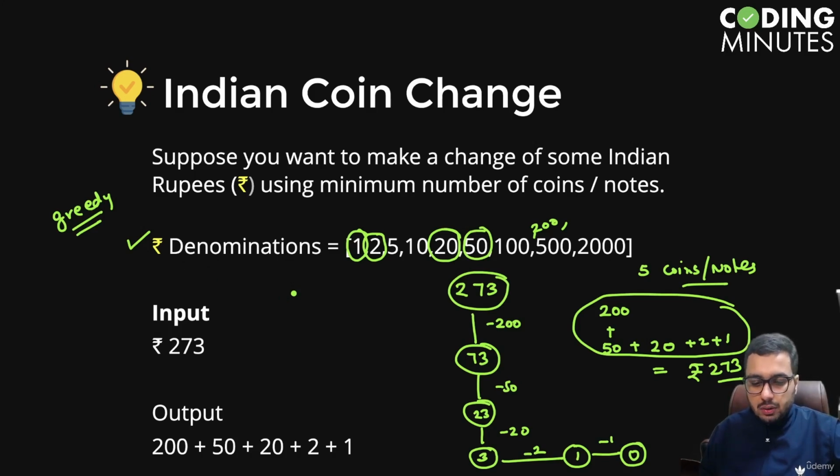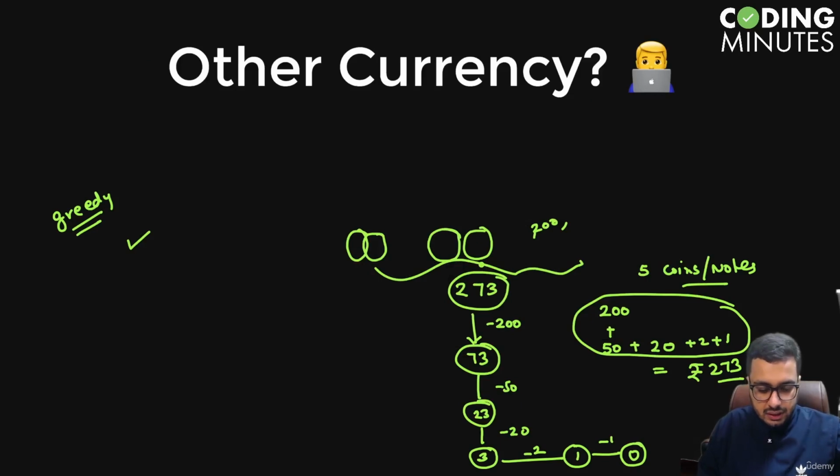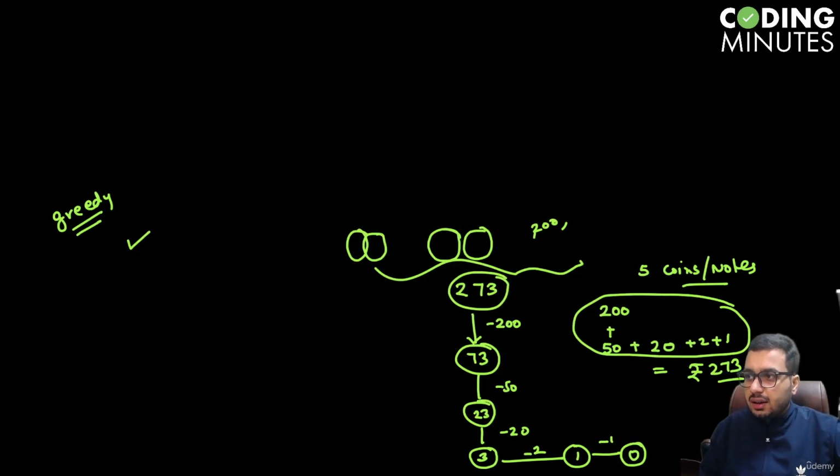So every time you need to make a choice, you know that you just need to find a number that is just less than or equal to the current value, and that's it. That is going to solve the problem. So this is the case of Indian coin change, and now we'll discuss this problem in general. In the next video we'll see in what cases the greedy strategy can fail.